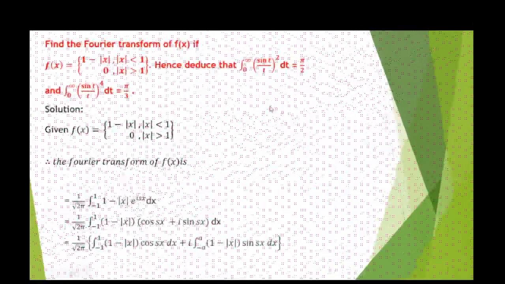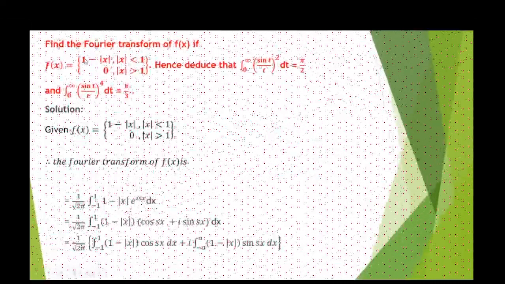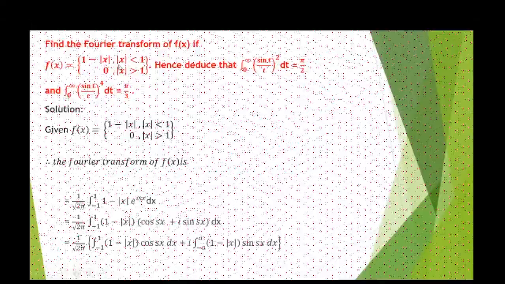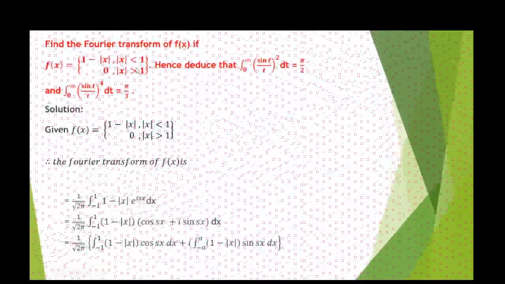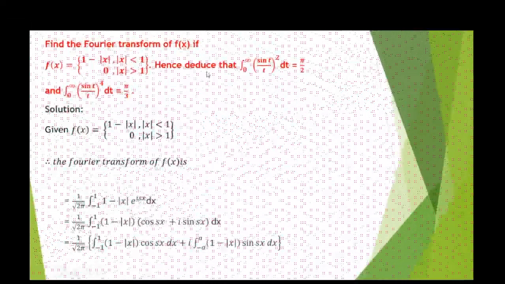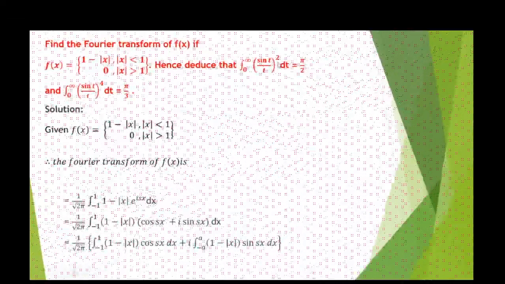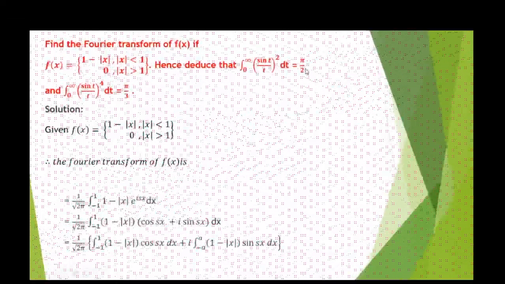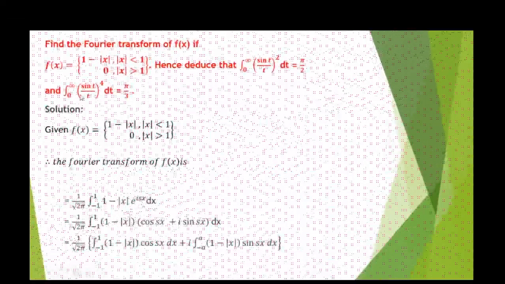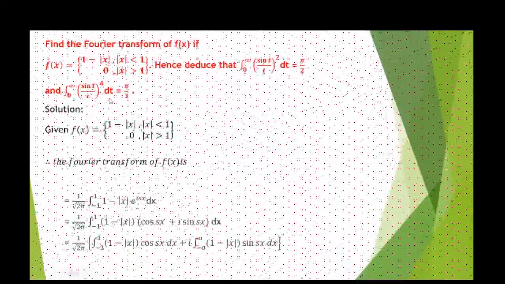So find the Fourier transform of f of x if f of x is equal to the split function 1 minus modulus x for mod x less than 1, otherwise 0 for mod x greater than 1, and hence deduce that the integral from 0 to infinity of (sin t by t) the square dt is equal to pi by 2. Also the integral from 0 to infinity of (sin t by t) whole power 4 dt is equal to pi by 3.